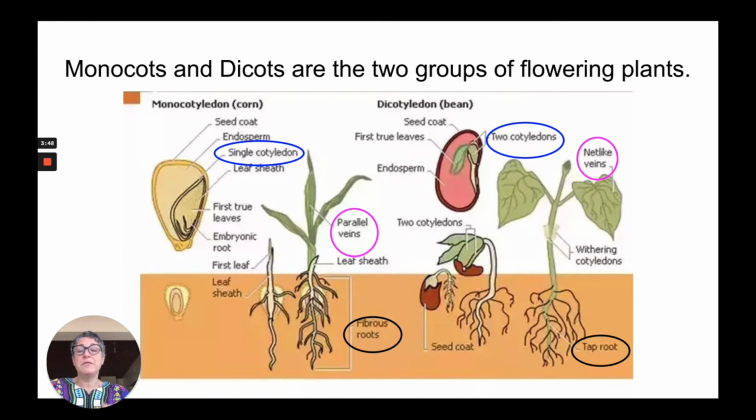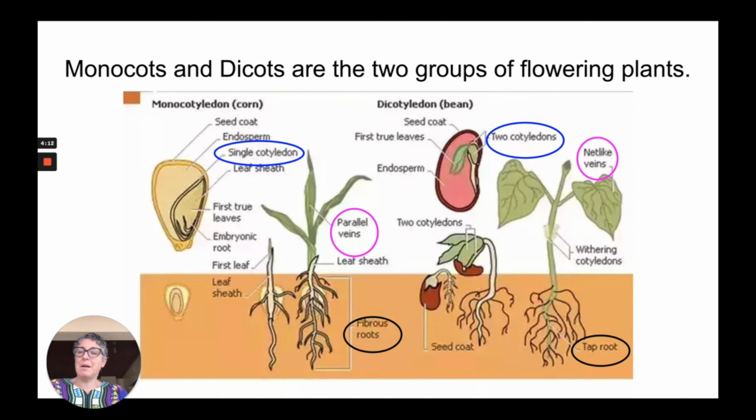So if a plant does not have a flower and we can't look at the number of petals, these are some other ways that we can tell the difference between what we call a monocot or a dicot. So one major example of a monocot is maize. It has a single seed pod.